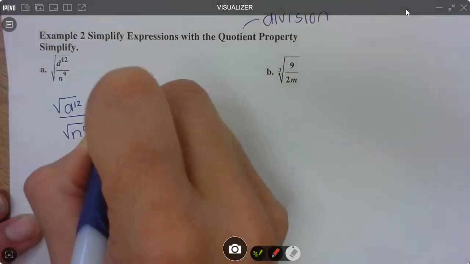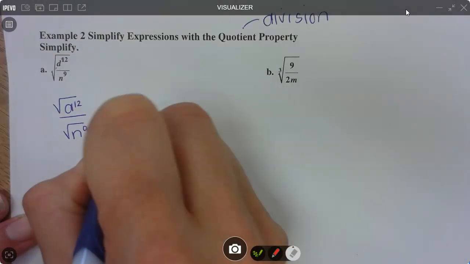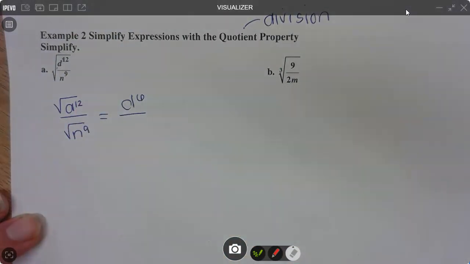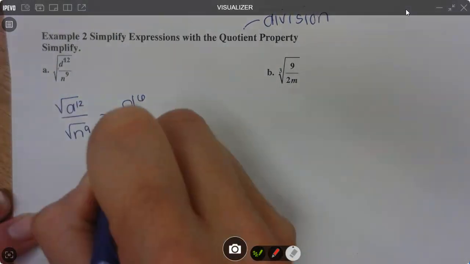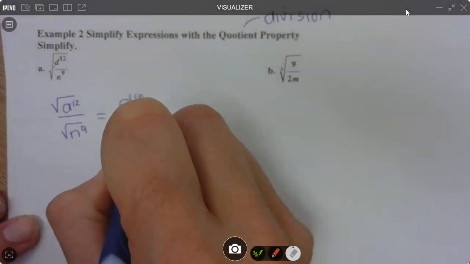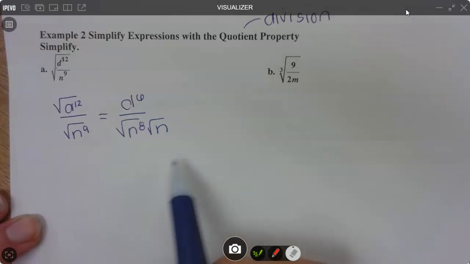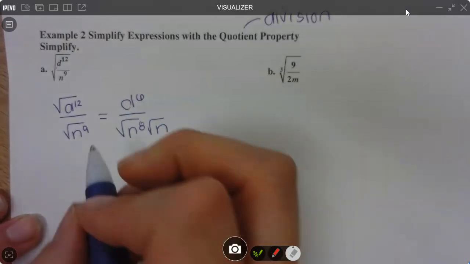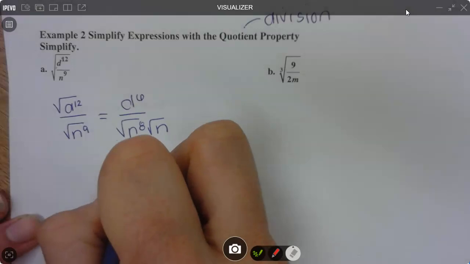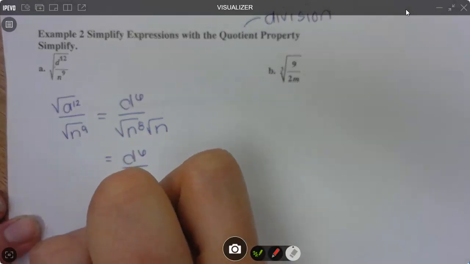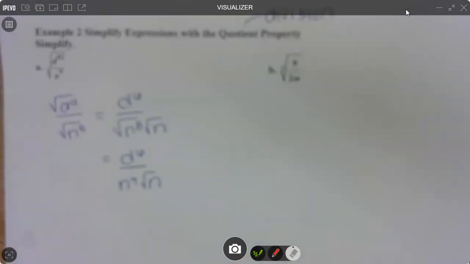So d to the 12th is nice. You divide 12 by 2 and you get 6. N to the 9th is not as nice. It's kind of like n^8 and n, which means we're going to have to rationalize the denominator. So you get d to the 6th over n to the 4th root n.